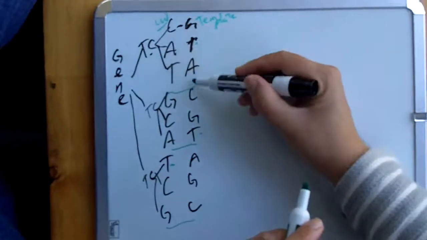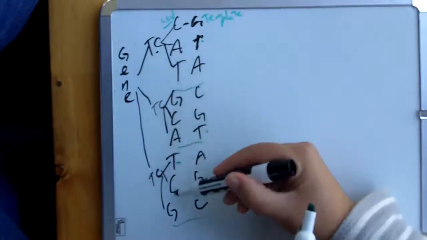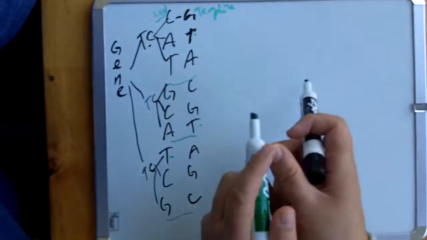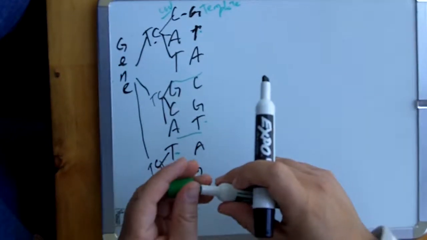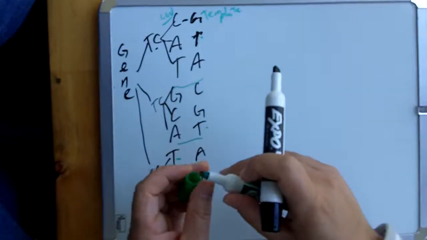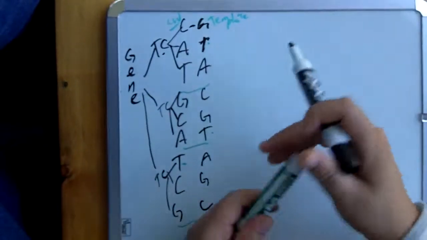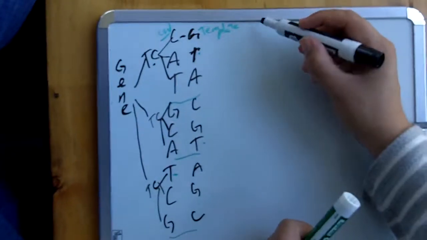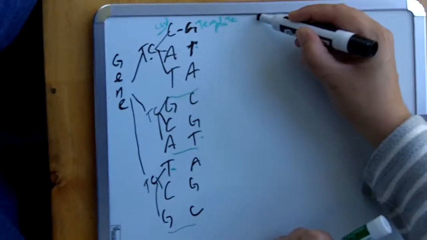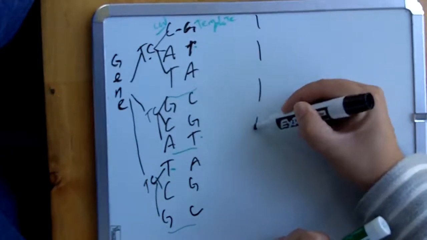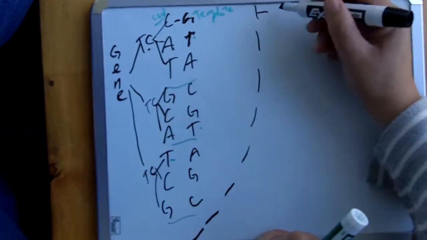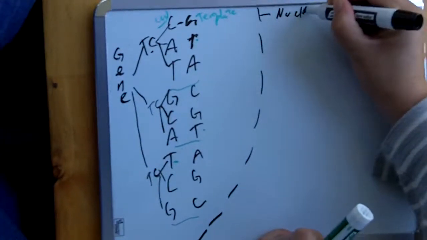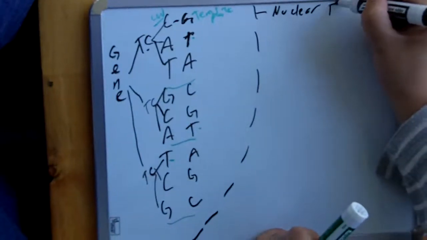Now, this right here we call the template strand, and this right here we call the coding strand, and we say that they are complementary to each other. So if you said that you had a husband and a wife and they got along well, we would say that they are complementary to each other. Okay, they match well. In any case, I'm going to put a little dotted line here, or dashes, to represent that this right here is going to be the nuclear envelope. So here we have the nuclear envelope.